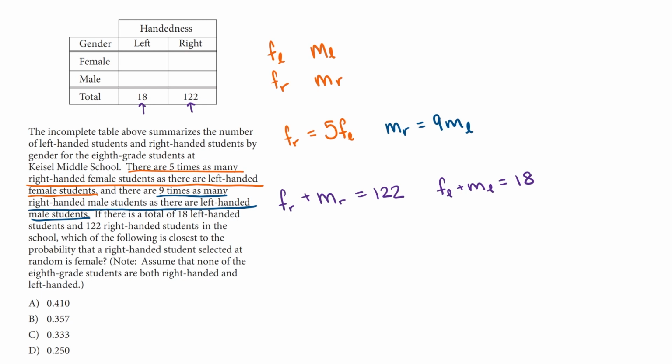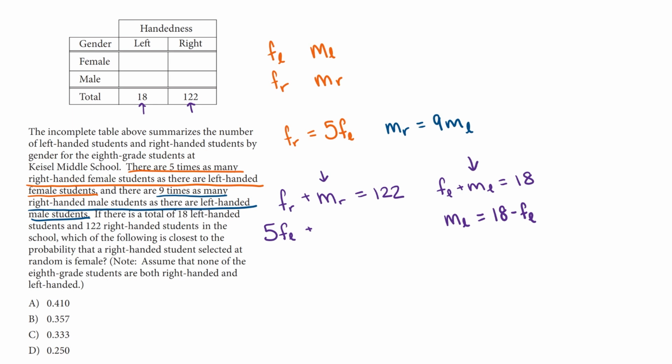So one, we can solve for one of our variables in this equation here. So we can say our number of male students that are left-handed is equal to 18 minus the number of female students that are left-handed. We also know that we can rewrite this first expression using our values for left-handed male and female students that we just found. So we can also say that the number of female right-handed students is equal to 5 times the number of left-handed female students.